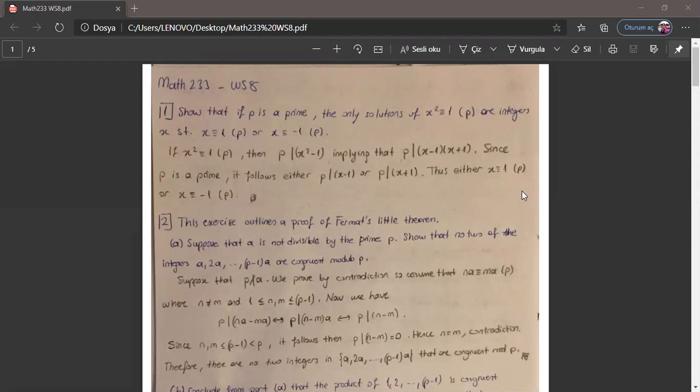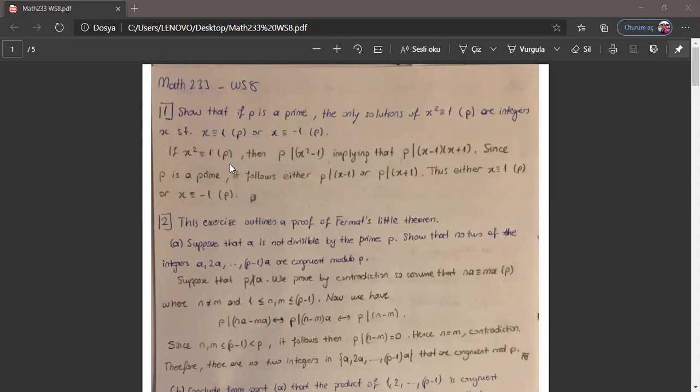Now you see the first question, we have a prime number p. We will show the only solutions of this congruence are the integers that are congruent to 1 modulo p and minus 1 modulo the same modulus. So what do we do? First of all, we have this.